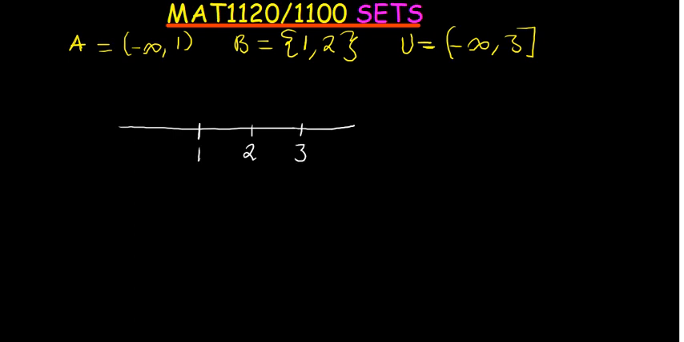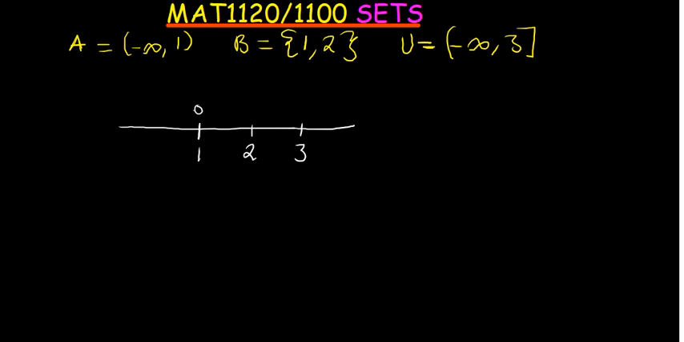Remember, even if this is the first, it doesn't mean you put it first. This is an infinity, we don't know what that number is. So we just put the arrow in this direction because it is negative. Otherwise, if it was positive infinity, the arrow would go the other way. So this is set A. Let me even label it A. And then set B.